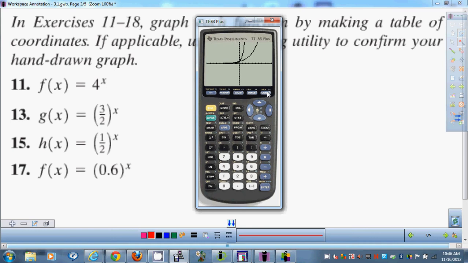That first one's 4 to the x, and there's 3 halves to the x. What do you think that one's going to do? Ricky, you said this a second ago. What do you think this one's going to do? Number 15. It is going to be the opposite, because fractions are just the opposite of whole numbers.